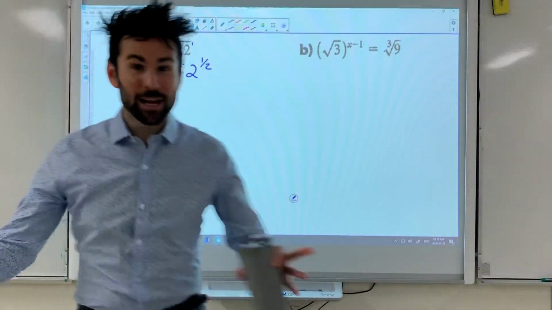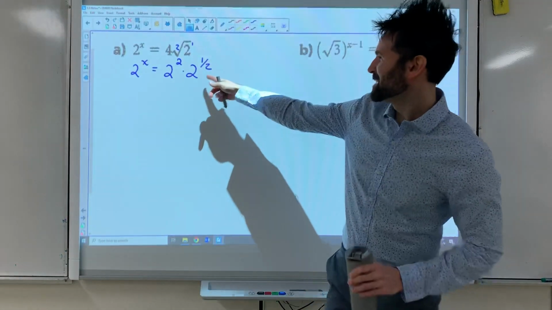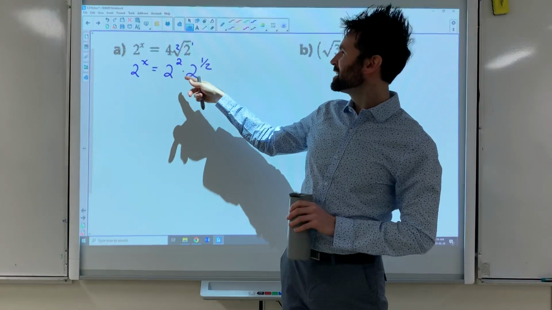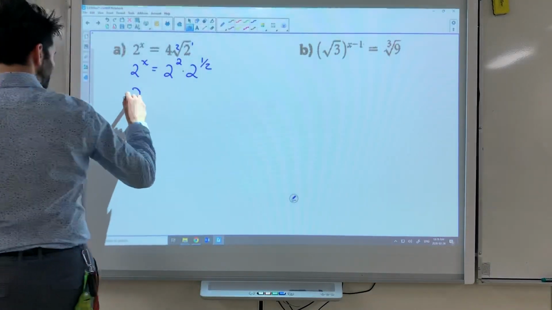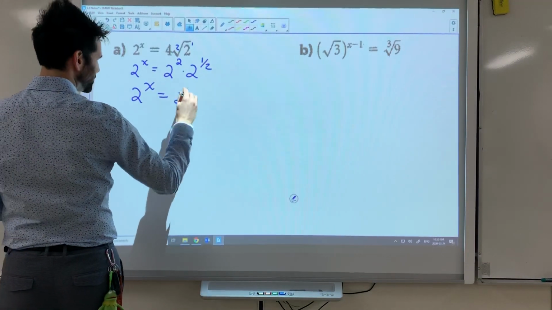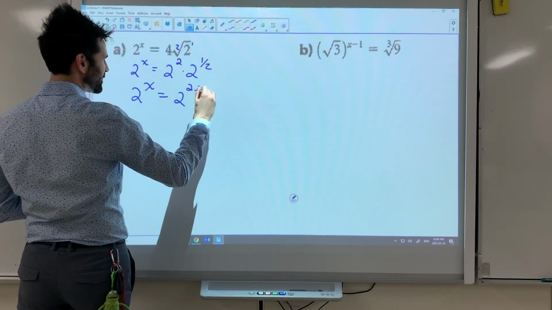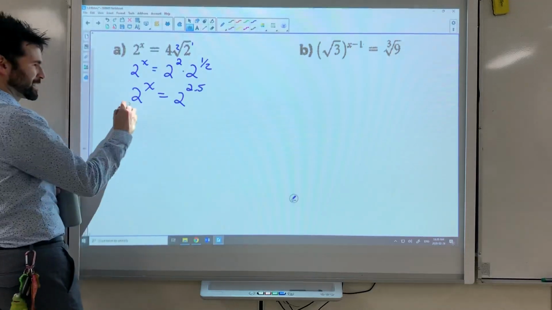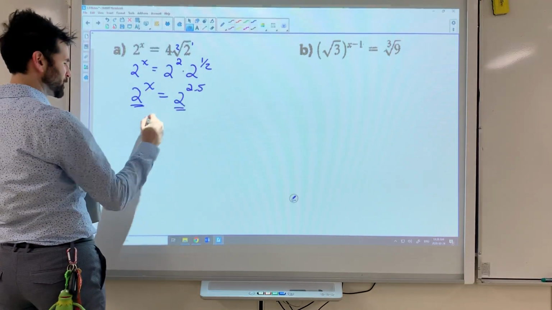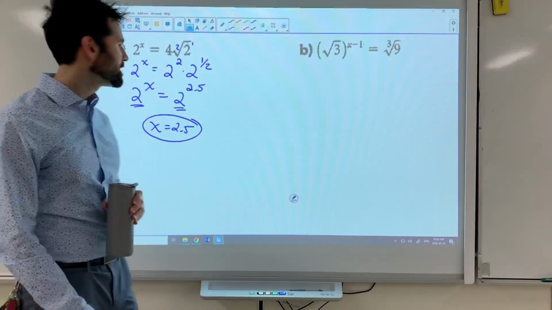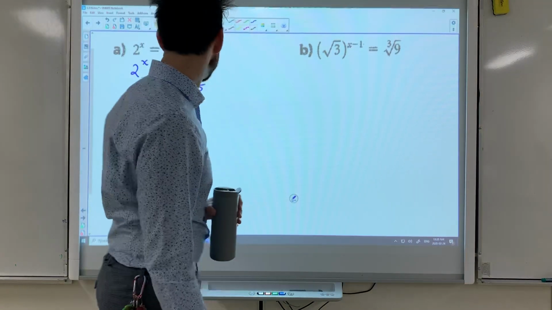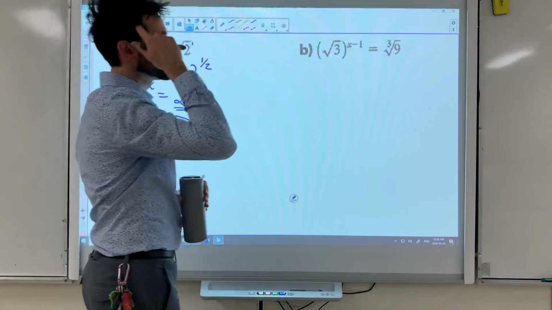Now we've got to go back to grade 9. Look, you've got the same base being multiplied. So in grade 9, you learned you add the exponents. So I'm going to write 2 to the power of 2.5, however you like to write it. Now I've got the same base, I can equate the exponents, and I figure out that x must equal 2.5 for that equation to work. Perfect. Look at B. Lots of stuff going on.